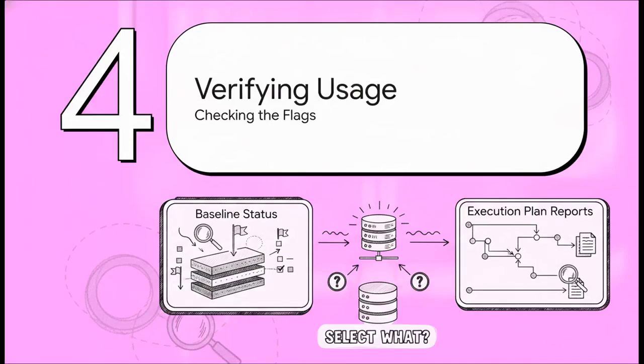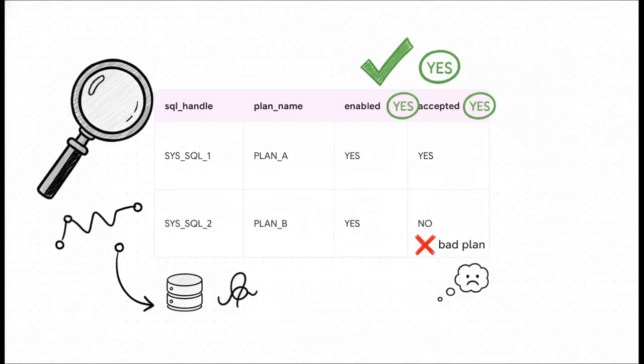Let's check those flags. To verify, you can query the DBA SQL Plan Baselines view. Now, a quick heads up. Baselines are linked via a signature, not a SQL ID, so you definitely have to retrieve that exact matching signature from v$SQL first. Once you're in the view, you are looking for two specific flags to be set to yes. First, enabled, meaning the optimizer is allowed to look at it, and second, accepted, meaning the plan has been officially verified as a good, performant plan.